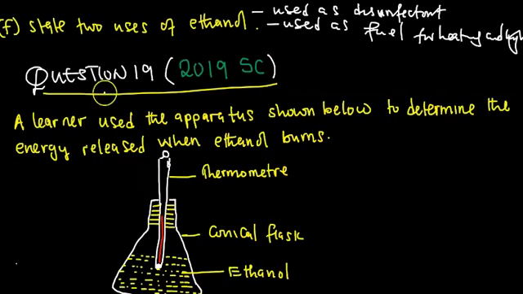For question 19, it's coming from the 2019 school certificate. The question reads, Elena used the apparatus shown below to determine the energy released when ethanol burns. So this is the apparatus. You can see the thermometer, the conical flask, and of course ethanol inside there. Okay, so what are the questions that follow?